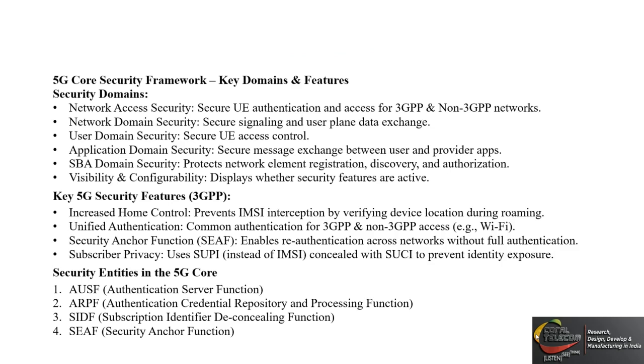So security entities in the 5G core subsystem are there, like AUSF you have deployed there, the authentication server function. Then multiple other security functions are there, like the authentication credential repository and processing function, which you can implement. Then the subscription identifier deconcealing function you can implement. Then the security anchoring function you can implement. So these are the different types of security entities that can be deployed in the 5G network.